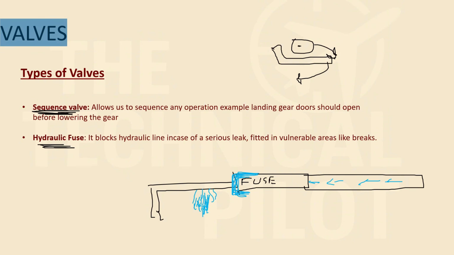So what it does is, we'll have a reservoir somewhere here. The reservoir should not get empty just because of a leak in the lines. So it will stop the flow. It will block the line completely, and it is fitted in vulnerable areas like the brakes where there are high chances of leakages in the pipelines.